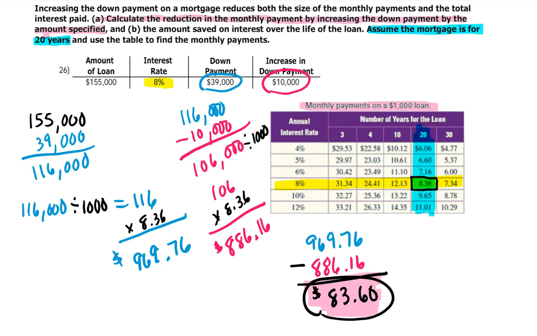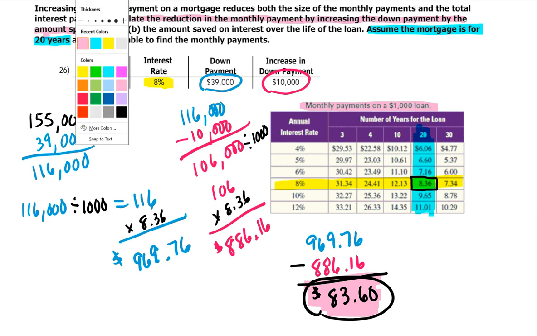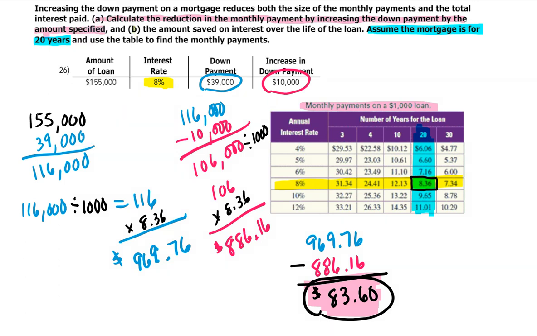Question B says, I have room for this? I don't know. Question B, let's go with green. They want you to calculate the amount saved on interest over the life of the loan. Oh boy. How much money will you save on interest? Okay, well, first of all, I have to figure out how much interest I make. And don't have much room here, so if you don't mind, I'm just going to erase this. Sorry about that.